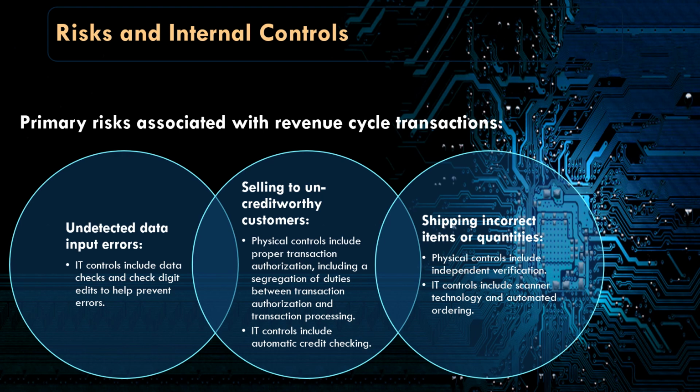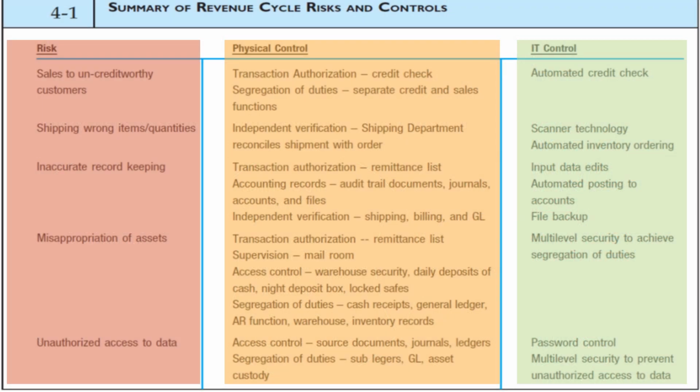Also we have physical controls and we have IT controls, which will be explained in a short while. This figure, or this table, is summarizing the revenue cycle risk and controls. We will not go one by one, but let's take one of them and explain the risk, then the physical control, which is based on manual processing, and the IT control related to that risk.